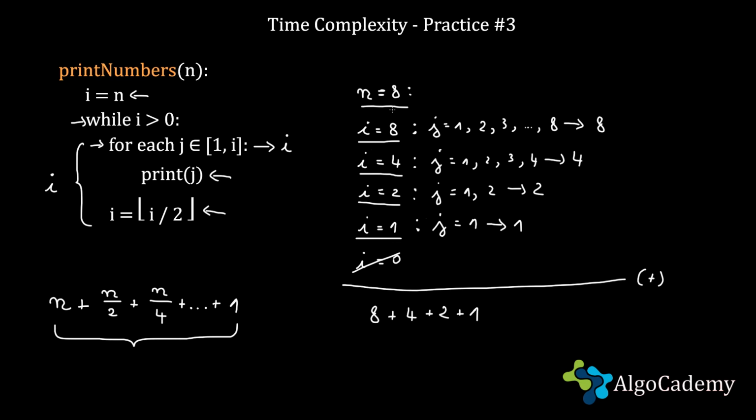Let's take a look here for n equals 8. Was I right? n, 8. n divided by 2, 4. n divided by 4, 2. And yeah, the last term of the sum is 1. So this is the total number of iterations. But the thing is that I can't express a time complexity using a sum. I can't say that the time complexity of this algorithm is n plus n divided by 2 plus n divided by 4 and so on and so forth.